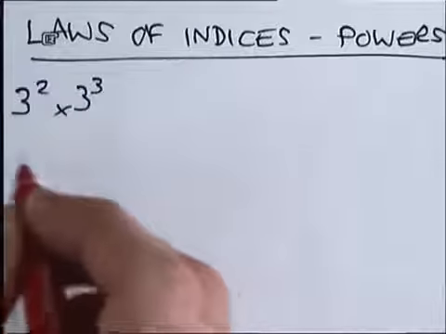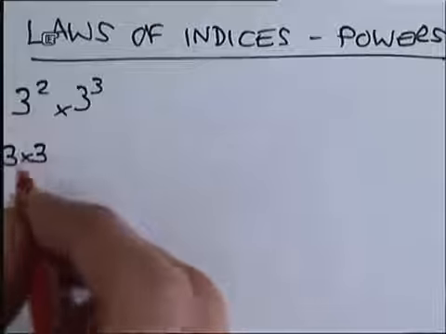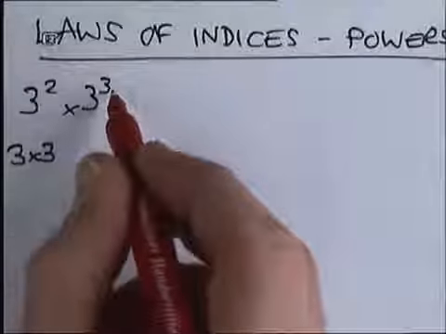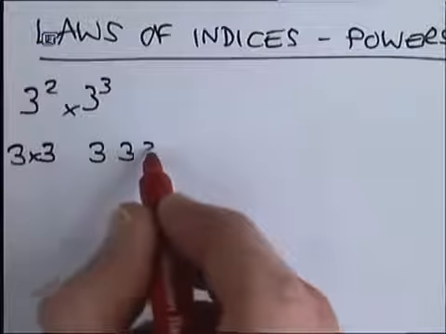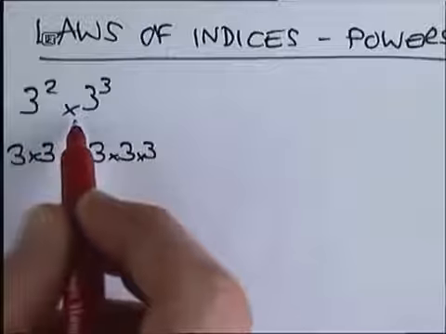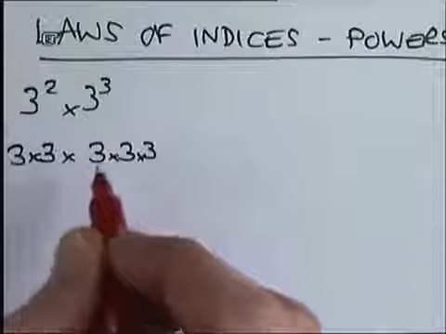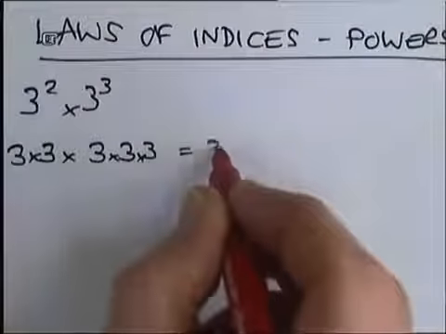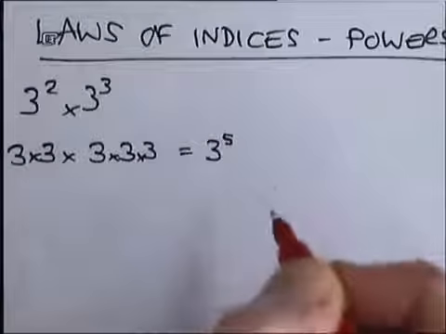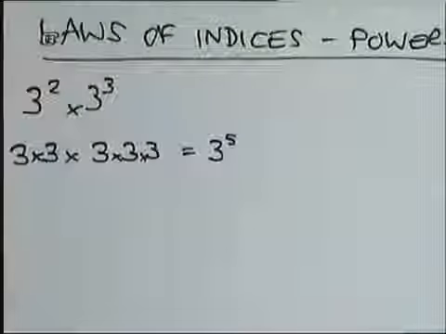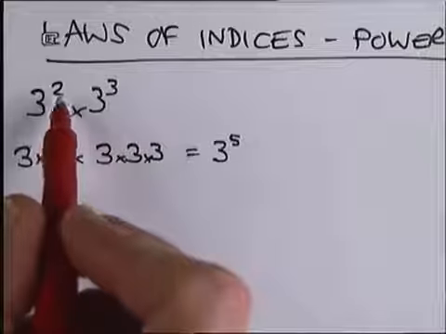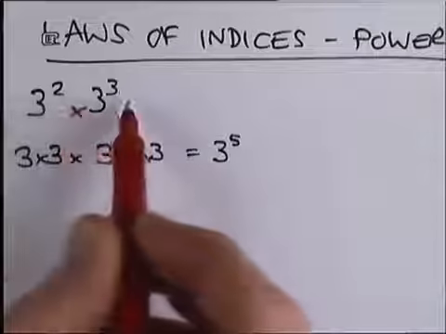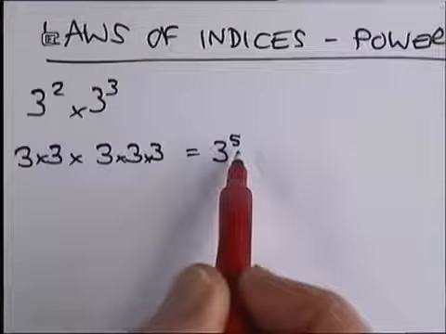3 to the power of 2 means 3 is written down twice and timesed together. 3 to the power of 3 means 3 is written down 3 times and timesed together. And in this sum, we're timesing those two bits together. So we've got 3 written down 5 times and timesed together. So that could be written as 3 to the power of 5. Now what you can actually do with these, you can just spot that these powers, these indices, just get added together. So the 2 and the 3 added together give us the 5.